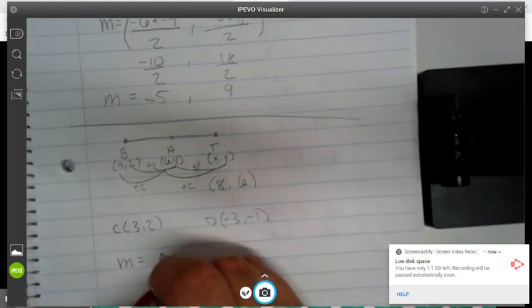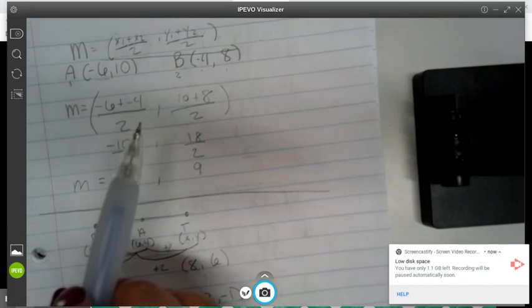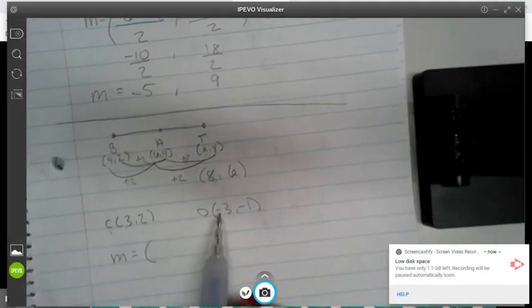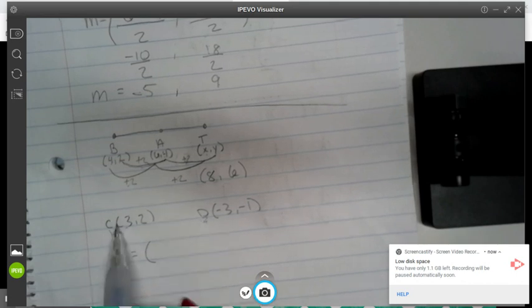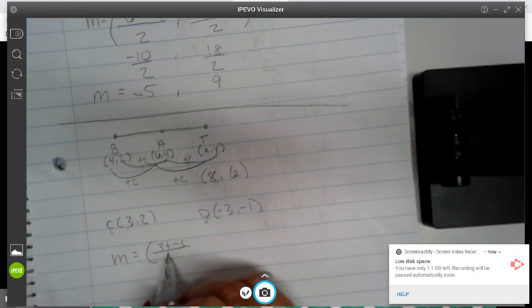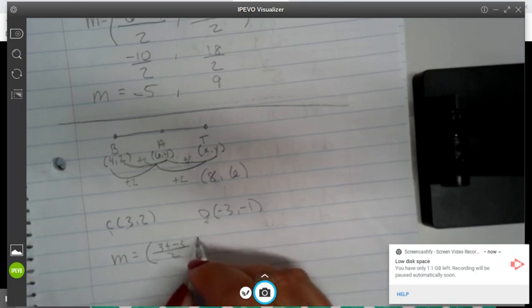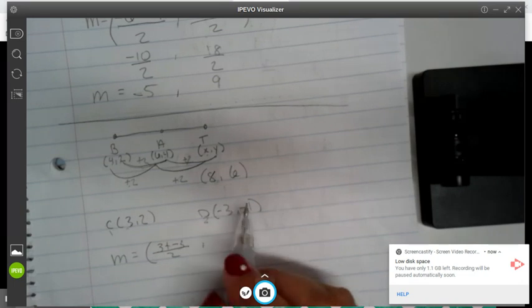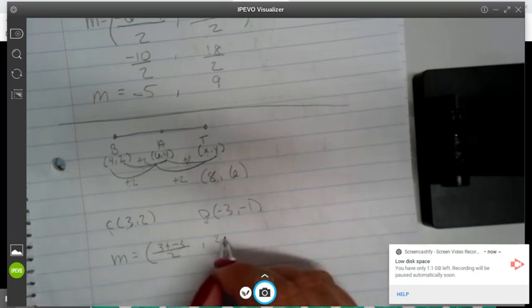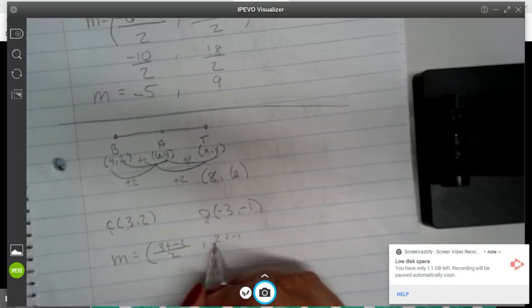So let's just sub it in. M equals x1, which is right here. So this will be our 1. This will be our 2. So x1, 3 plus x2 divided by 2, comma, y1, which is 2, plus y2 divided by 2.